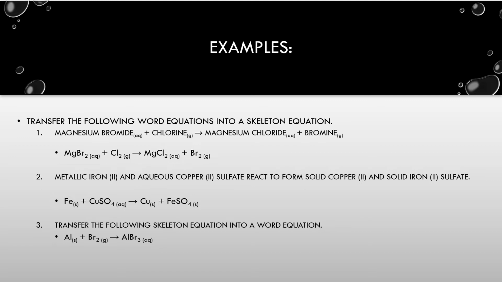And number 3 here, it says transfer the following skeleton equation into a word equation. We have aluminum plus bromine produces aluminum bromide. So when I write this out, we have solid aluminum plus bromine as a gas produces aluminum bromide.